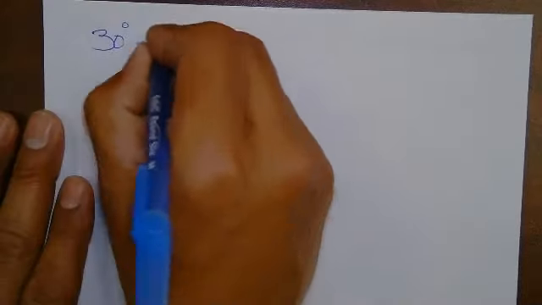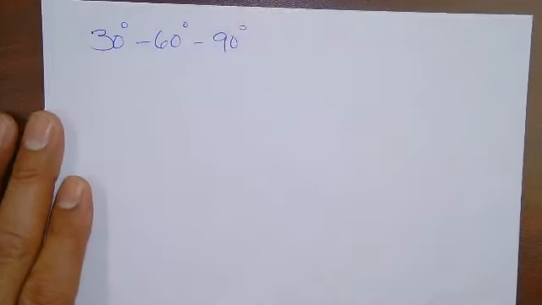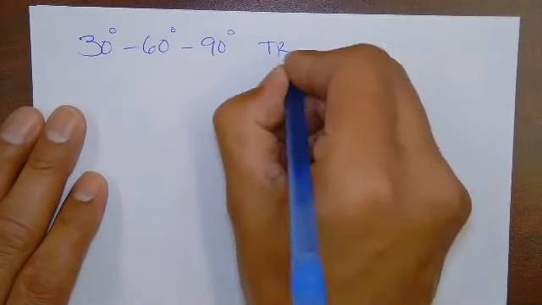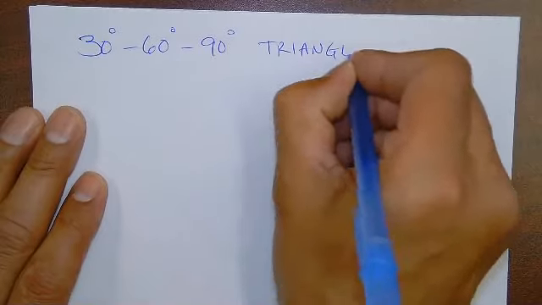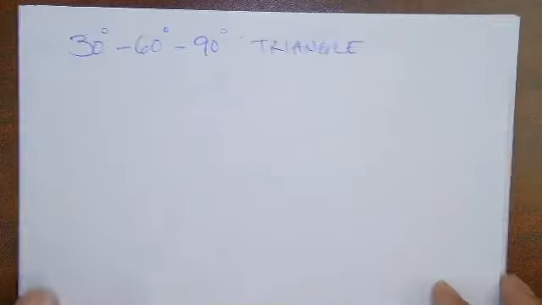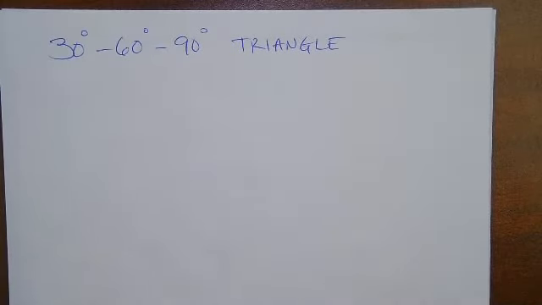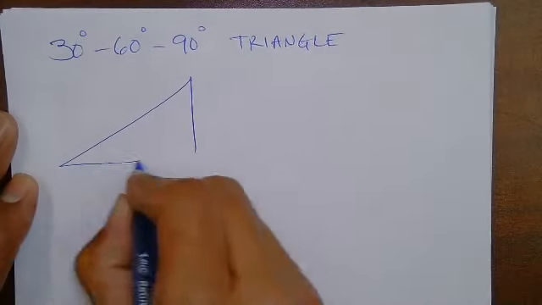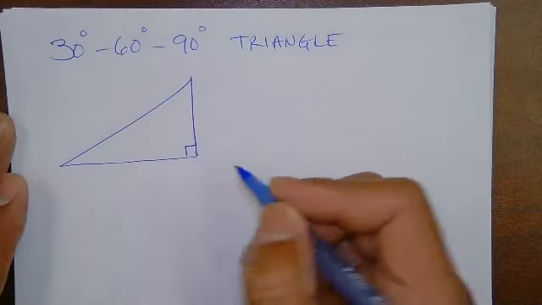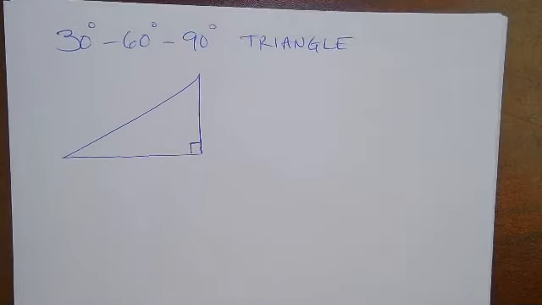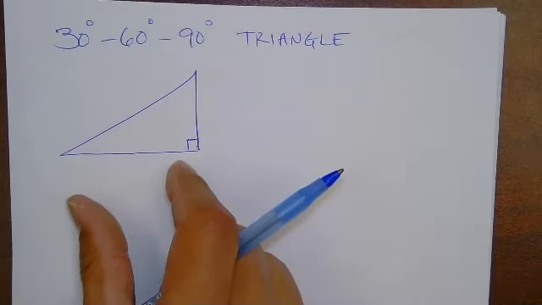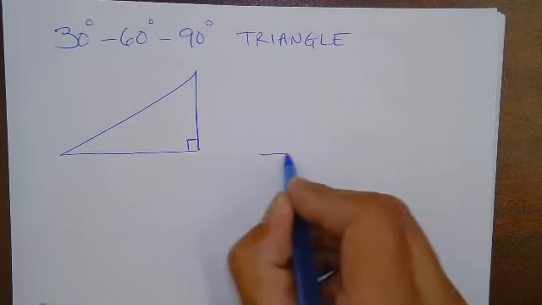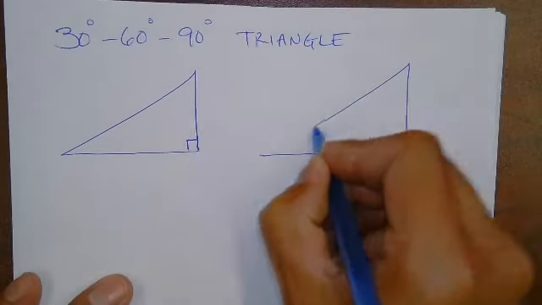Notes. Okay, starting the notes for the 30, 60, 90 special right triangle. A 30, 60, 90 triangle is going to look something like this. Now, one 30, 60, 90 degree triangle, even if it's facing the same way, will not be the same as another one.